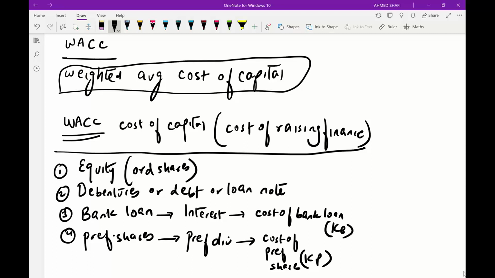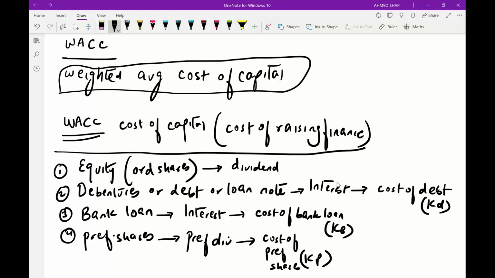Okay. Similarly, if a company raises finance via debenture issue or debt issue or loan note issue, again, no one provides them for free. People ask for interest. That's a cost for the company, a cost of raising finance. This cost is called cost of debt, denoted by KD. And if finance is raised via ordinary shares, ordinary shareholders don't provide finance for free. They demand dividend. That's an outflow, a cost for the company. This is cost of raising finance, called cost of equity, denoted by KE.